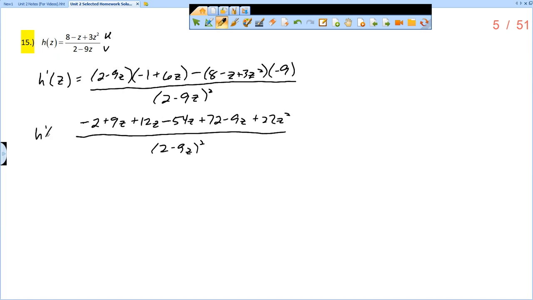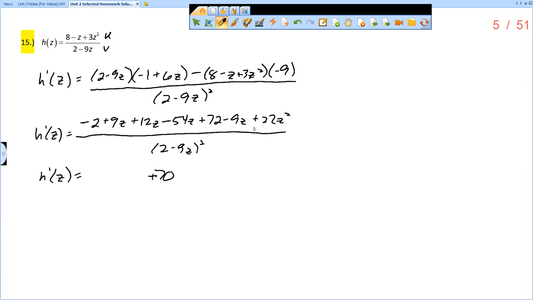All right, so now I'm going to combine like terms. And remember, I always want to carry this down. h prime of z equals. All right, so now I've got a negative 2. I've got a 72, right? So I'm going to end up with a positive 70, right? So I'm going to write that here, all right? Then I've got, I like to write it in descending order. So I like the highest power first.